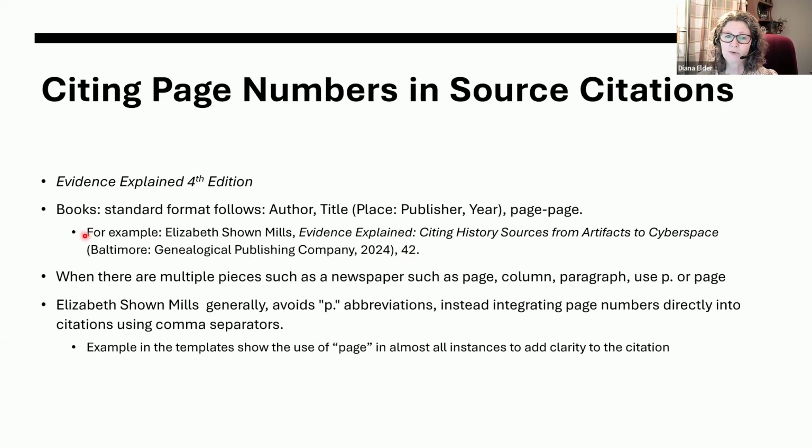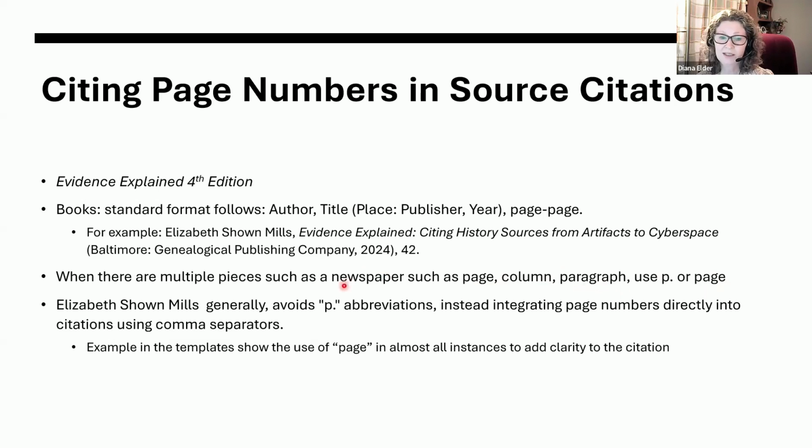So this is a standard for books, but if you have something like a newspaper and you have a lot of pieces where you're trying to identify, so you have a page, a column, a paragraph, then Evidence Explained usually uses page written out, but sometimes we shorten that and use COL for column and PARA for paragraph. But if you use just a P, how would you know if that was paragraph or page? So I think probably in this instance, page would be more clear.